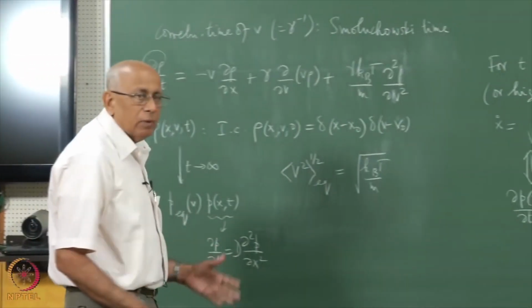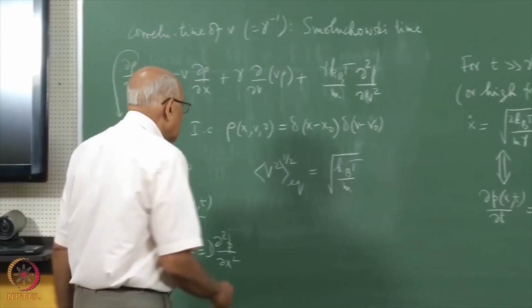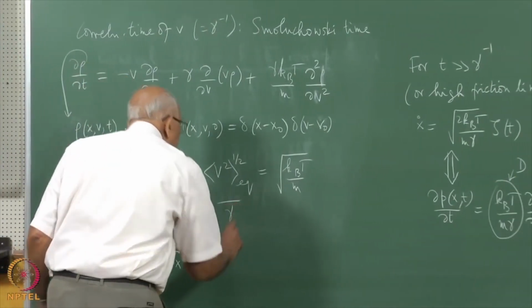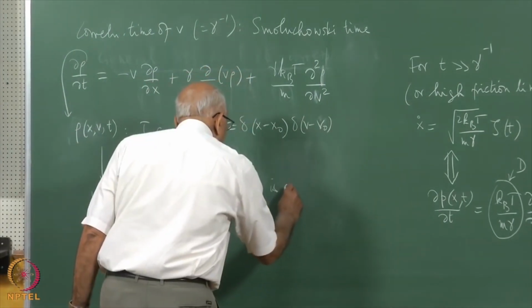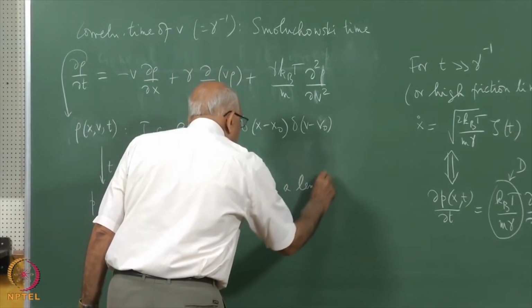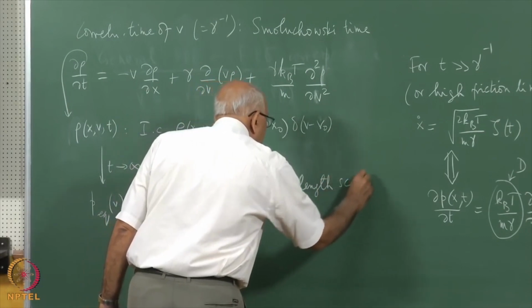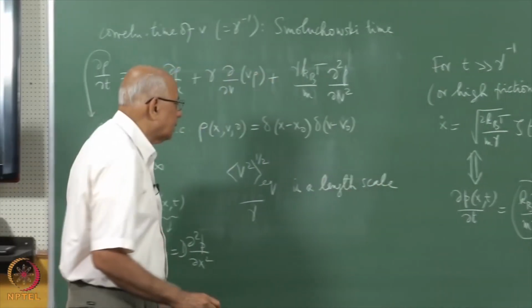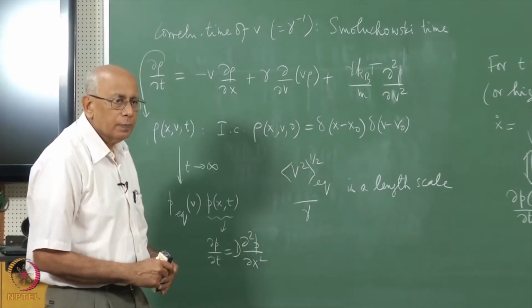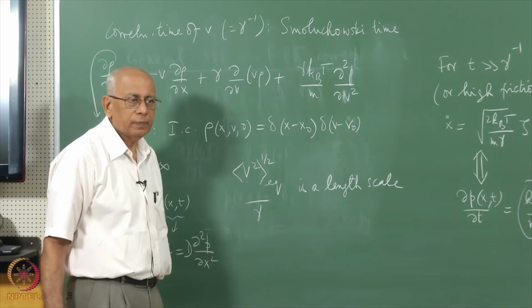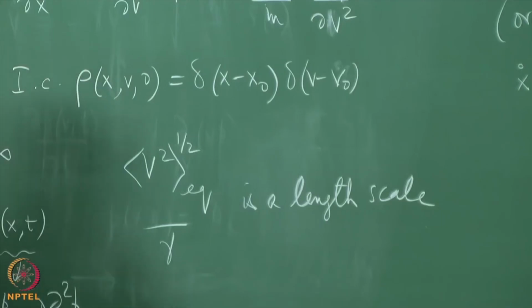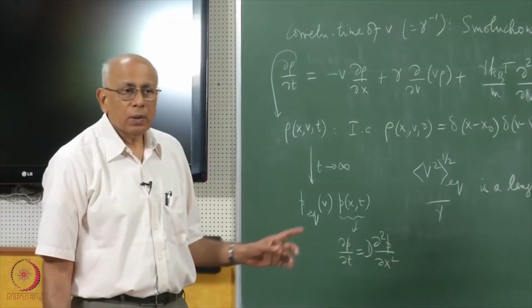You divide by T inverse, right? So this fellow here, you put this in, is a characteristic length scale in this problem. This is L T inverse, this is T inverse, so it is an L. You can compute what it is.